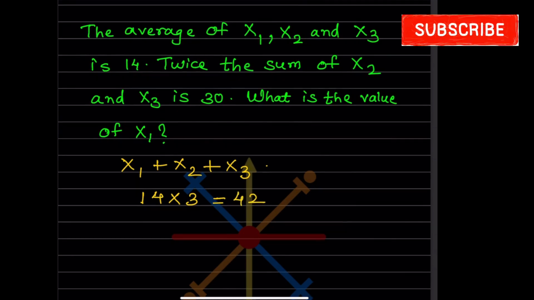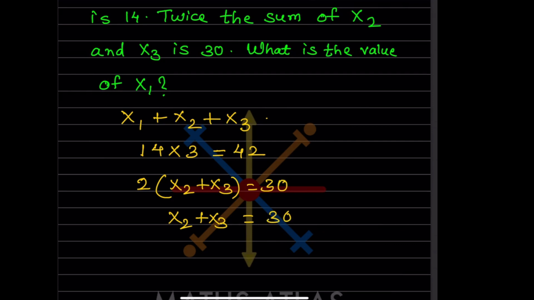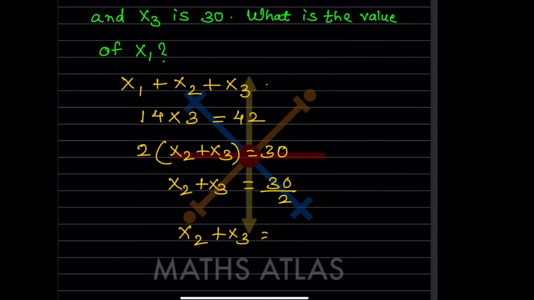Now the other thing given in the second statement is that twice the sum of x2 and x3 is 30. So what will you write here? Twice into x2 plus x3 is 30. Now what will you do here? You can get x2 plus x3 is 30, and this is multiplication, so this will go to the other side, so this is going to get divided. So x2 plus x3 here will be 15.